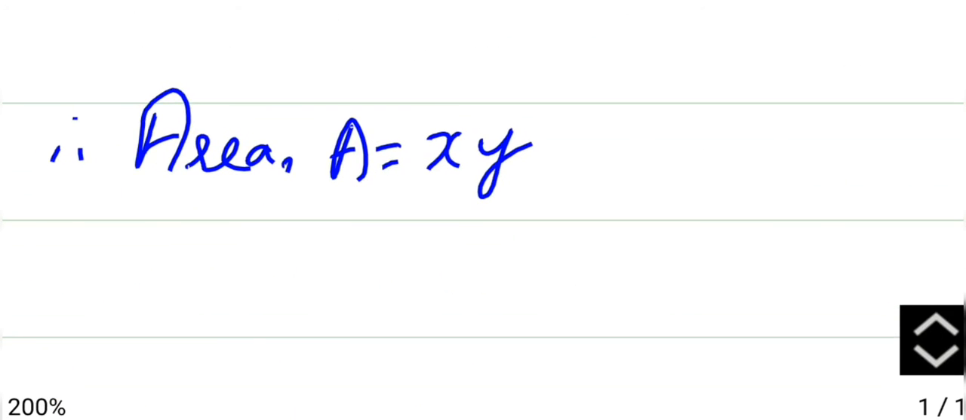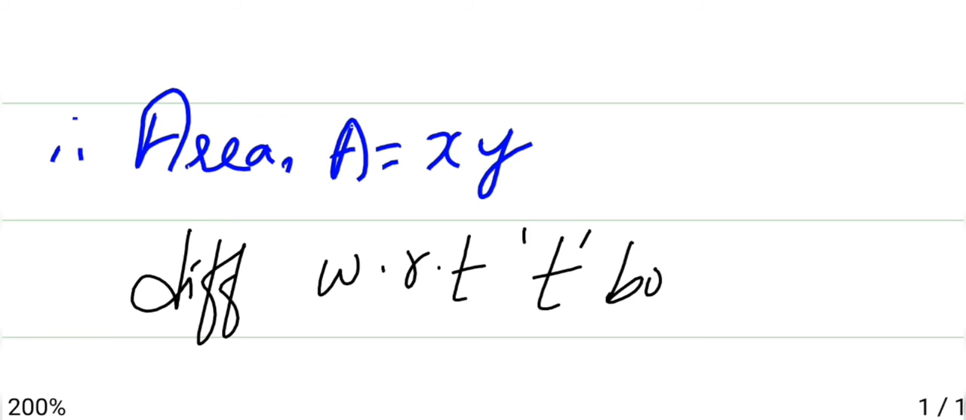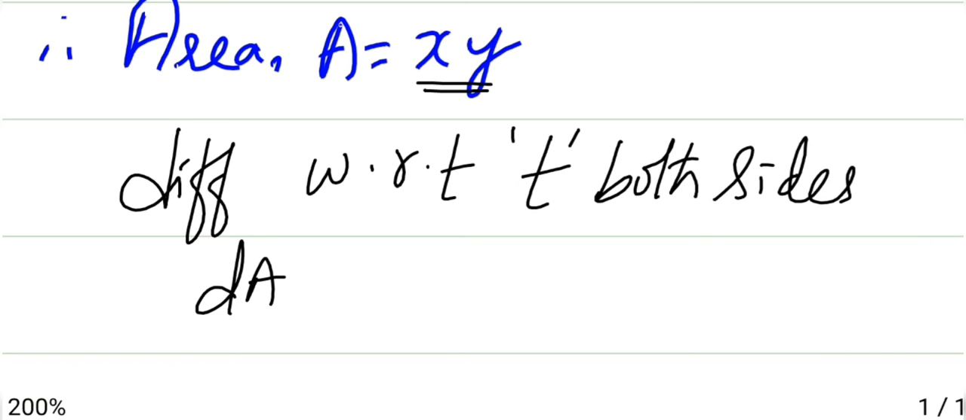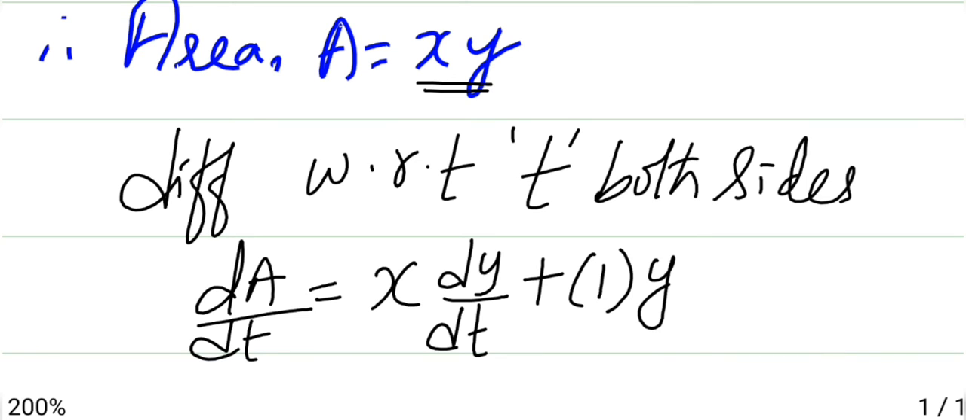Moving on with the area of the rectangle. For area of rectangle, we have a formula, A is equals to xy. Again differentiate with respect to t, because it is changing with respect to time t, both sides. Here it is product rule, so it will be dA by dt: first term as it is, differentiation of second term, plus differentiation of first term, differentiation of x is 1, second term as it is.